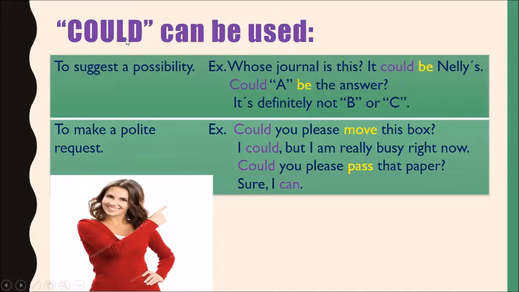The second modal verb that we are going to check is could. And remember that in some specific situations, could is the past tense of can. But in this case, we are going to use could to suggest a possibility or to make a polite request. The examples that we have for each of these functions are, whose journal is this? It could be Nelly's. Could A be the answer? It's definitely not B or C.